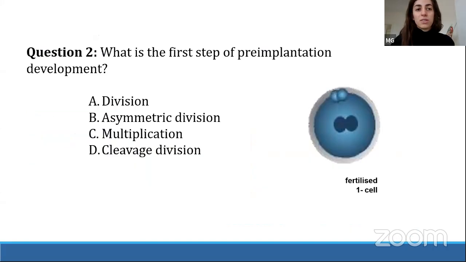If there are no questions, we can move on to some little interactive questions to see if you guys have been understanding this okay. So I'm going to launch the question. Okay, so the first question: what is the first step of pre-implantation development?